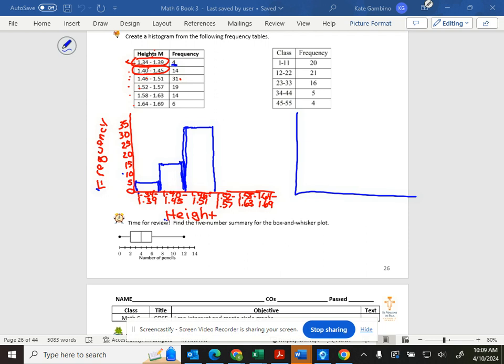Then you're going to do your review on the bottom, do that 5 number summary. If you forgot what the 5 numbers are, look back at our last objective on that box and whisker plot and write those 5 different things that you need. You remember the minimum and the maximum and the median. So you're going to write those out, all 5 of them. Any questions?